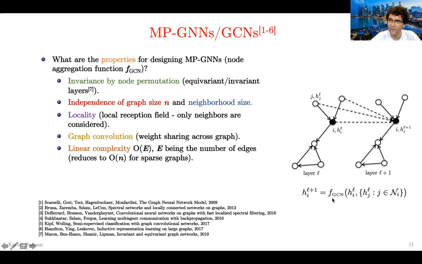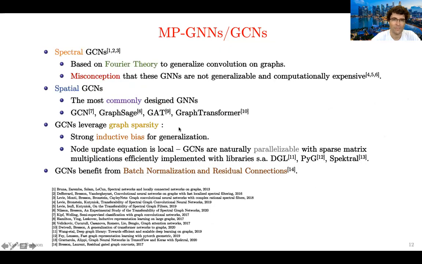The flexibility that you have is that the number of possible functions f is the number of papers published in the literature. So here are some message passing GNNs. For example, spectral GCN that we developed earlier, which are based on Fourier theory to generalize convolution on graphs. For these GNNs, there is actually a misconception that they are not generalizable and computationally expensive, which is not true theoretically and numerically. Then we have spatial GCN, which are, as I said before, the most commonly designed GNNs.